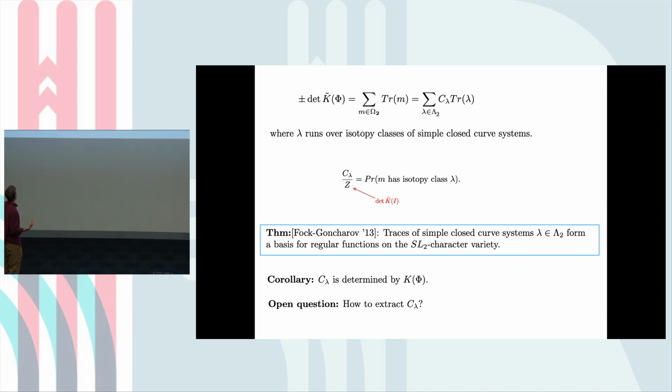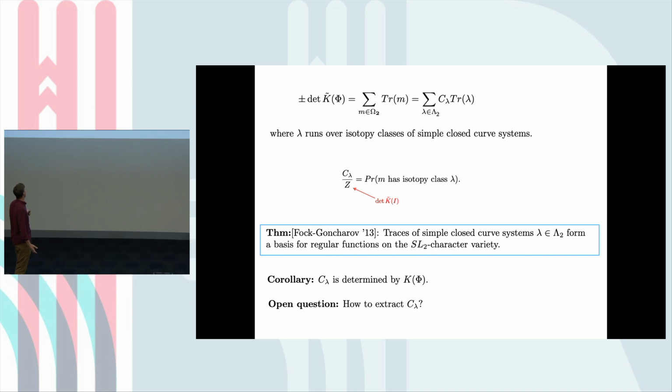And now we're kind of saved by this theorem of Fock and Goncharov, which is really representation theory, that these traces of isotopy classes of simple closed curve systems form a basis for regular functions on the character variety. Which is to say, as we vary the connection among all flat connections, these functions are linearly independent, and therefore we can extract the coefficients in principle. A corollary is that the coefficients, that is the probabilities, are determined by this function of the flat connection.